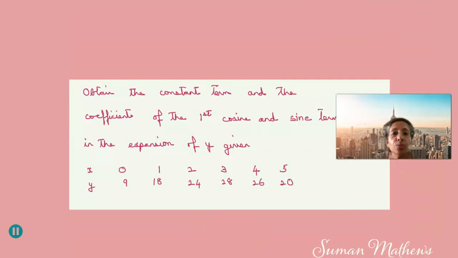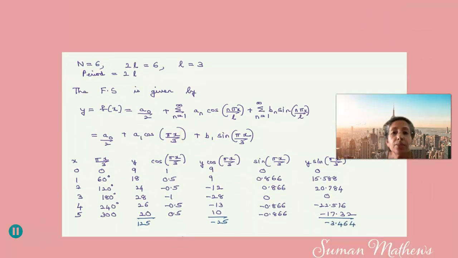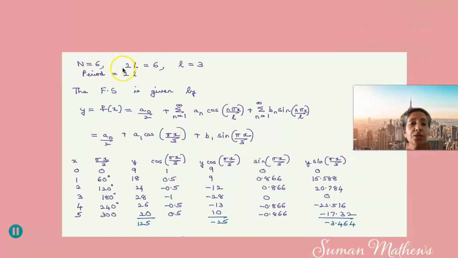We'll conclude with one more problem. Obtain the constant term and the coefficients of the first cosine and sine terms in the expansion of y. Now here it is not in degrees, you're just given the value of x and y. So again, if you have a table here, we have n equal to 6 here.